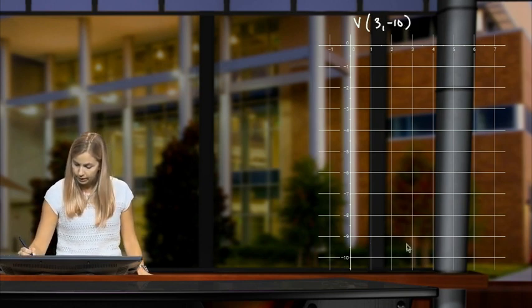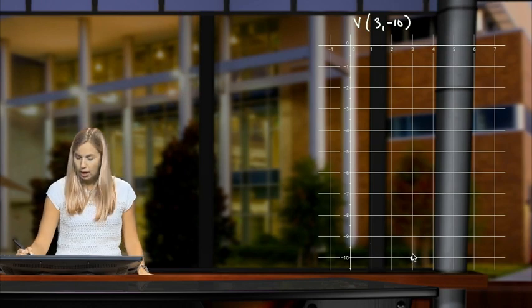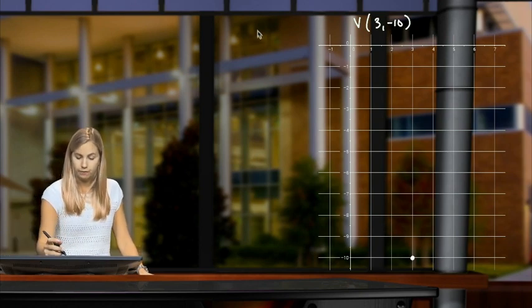So to graph this, we had our vertex. It was at 3, negative 10. 3, negative 10 is down here. And if you look at your previous slide, the lead coefficient in the standard form was positive, and it was still positive in our vertex form, so we know this is going to open up. And now we just use the same technique. We're going to make a table of values to find two points on the left and the right of our vertex.